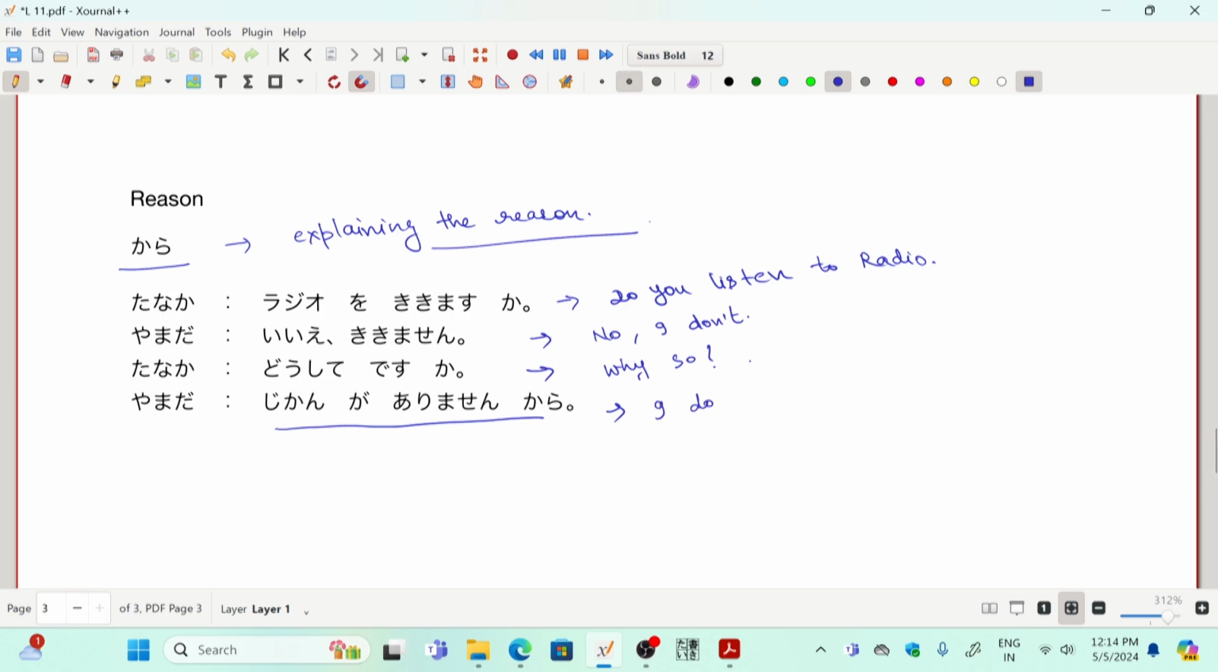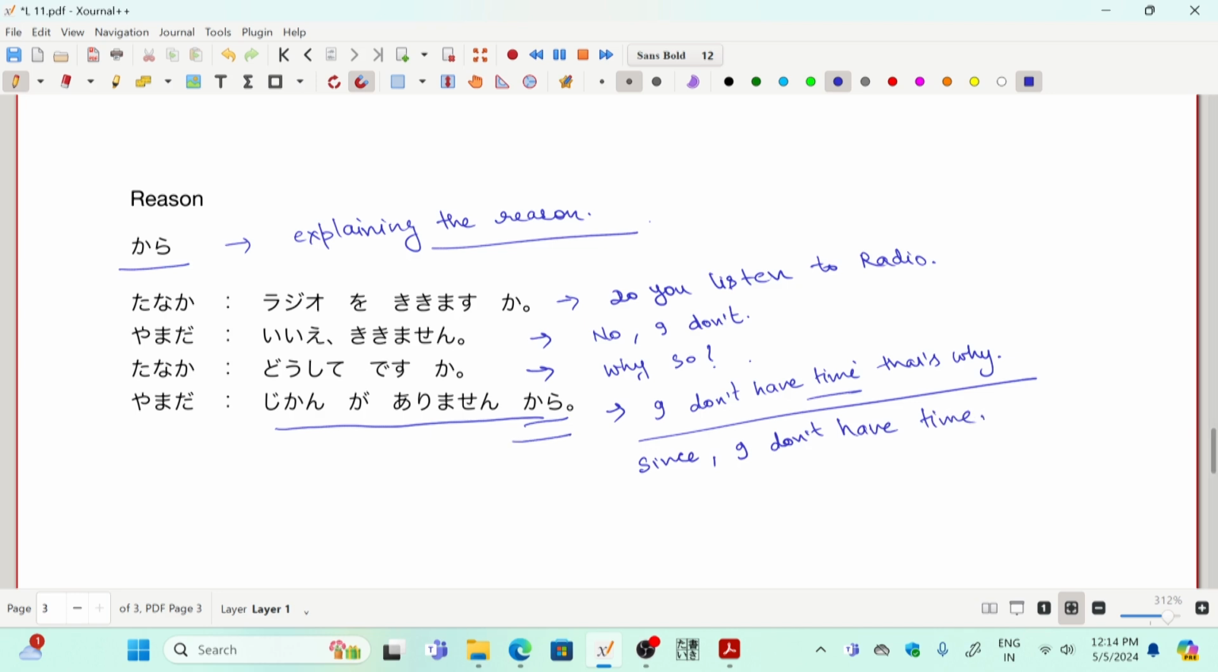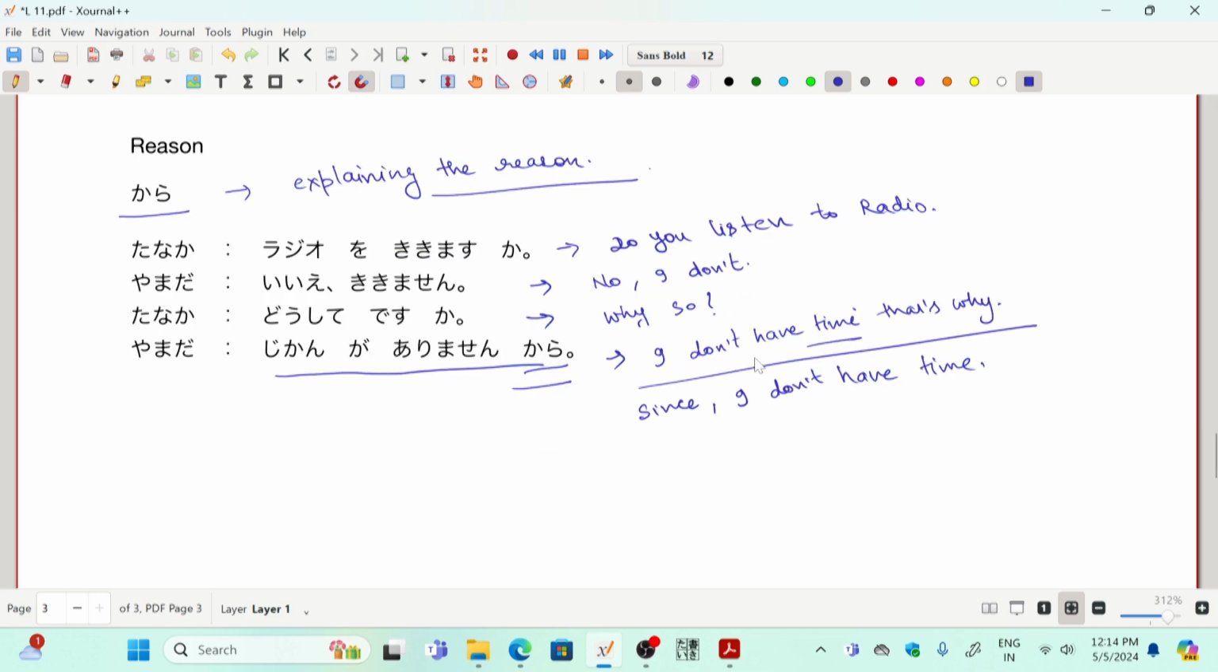I don't have time. So here kara will mean that's why. Or you can also explain it as since I don't have time. So kara is used in this case with a verb to express the reason.